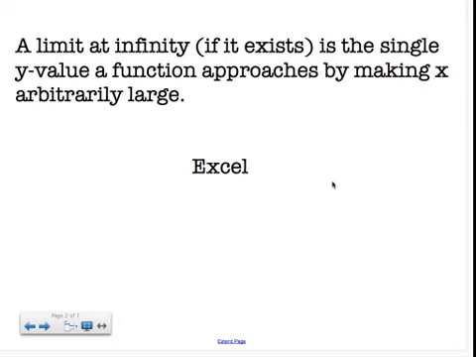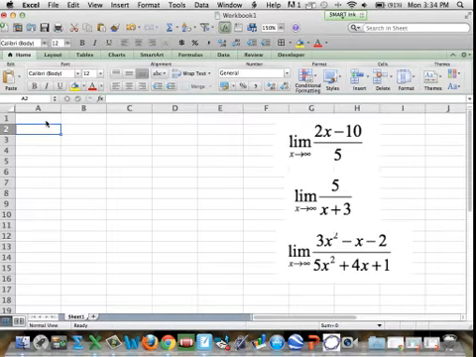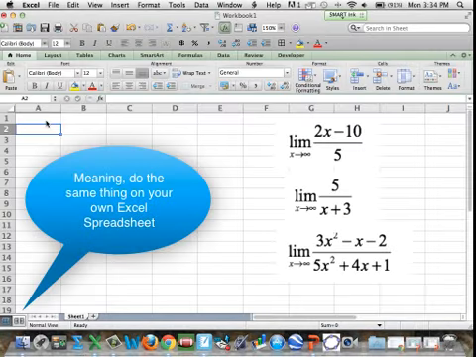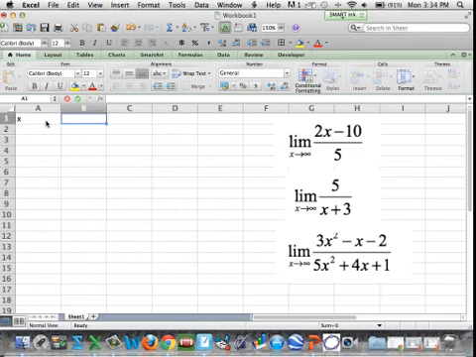Let's jump into Microsoft Excel and take a look at what things can happen when we try to do these kind of limits. Feel free to follow along because you'll be doing these same kind of calculations in class on a couple problems. I'm going to put in column A my x values, and we're going to look at three different limits at infinity, these three functions here. So I'll go ahead and label the columns for each function.